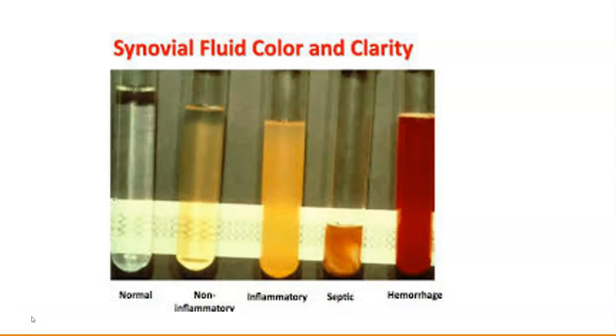I wish I could have gotten the clarity of this picture better, but you can see the description. So if you're given a synovial fluid picture, I want you to be able to identify or classify the clarity of the sample. First one's normal, second one's non-inflammatory, it's clear and yellow. The next one is inflammatory. Look how cloudy that appears, full of white cells, maybe bacteria. The next one is septic, and the last one is hemorrhage, bright red blood.